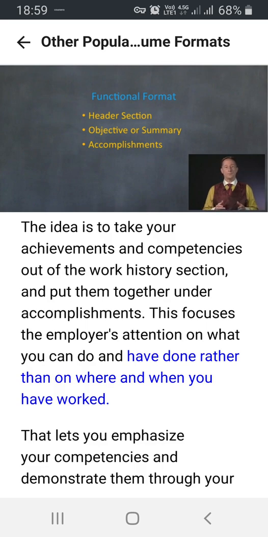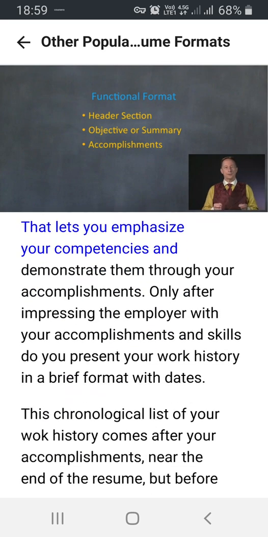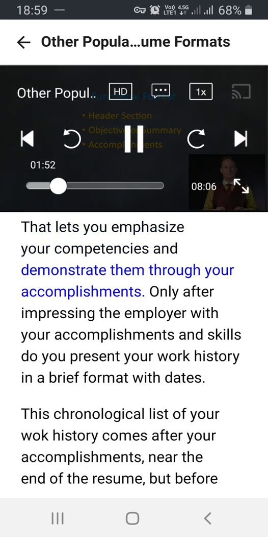That lets you emphasize your competencies and demonstrate them through your accomplishments.